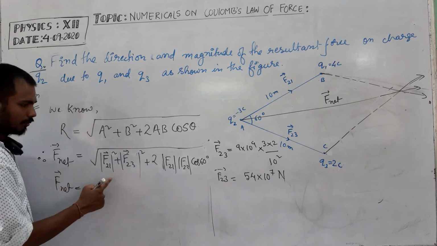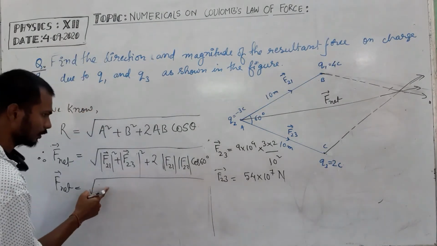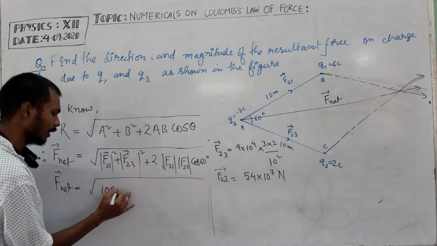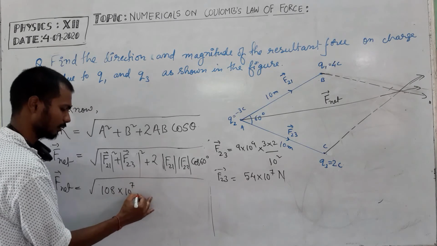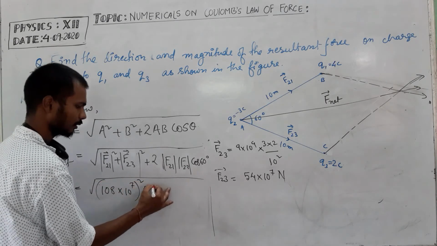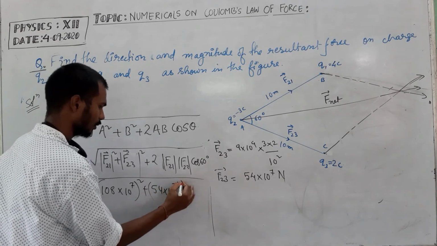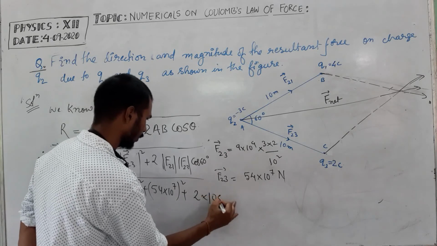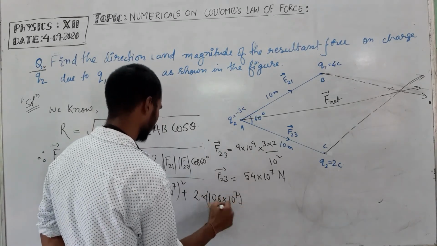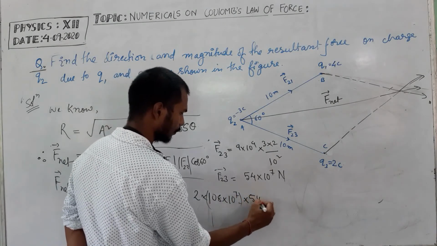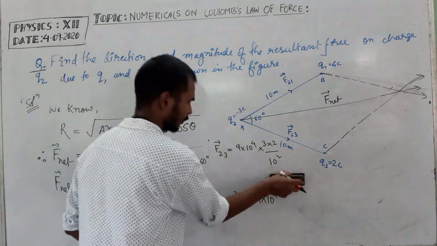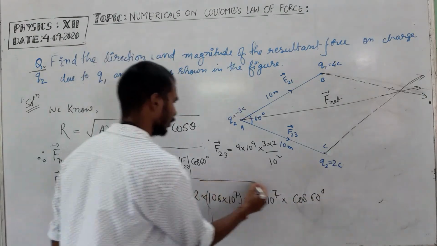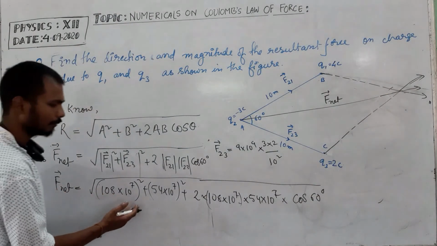Now F net is equal to, what was the value of this? 108 into 10 to the power 7 whole square plus 54 into 10 to the power 7 whole square plus 2 into 108 into 10 to the power 7 into 54 into 10 to the power 7 into cos 60 degree. So this is the required solution.